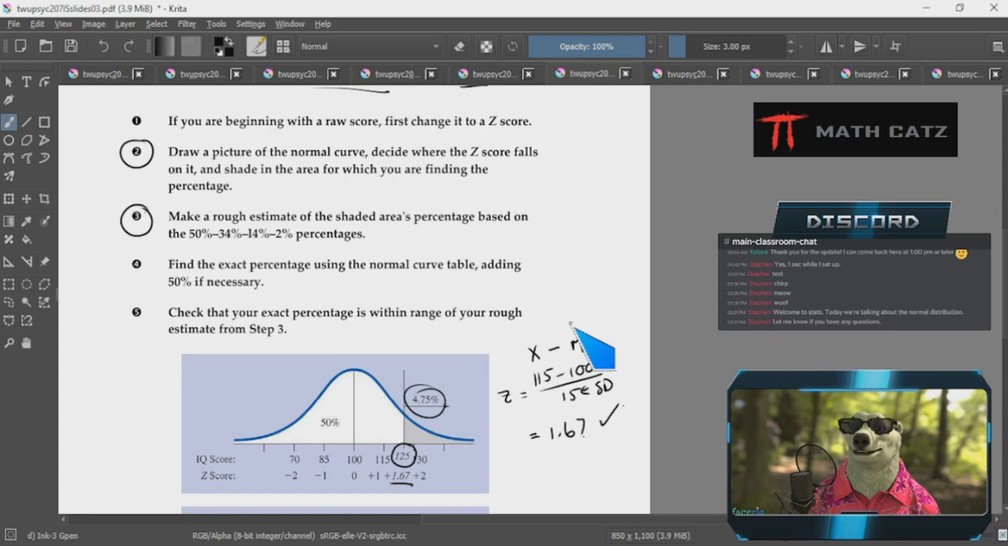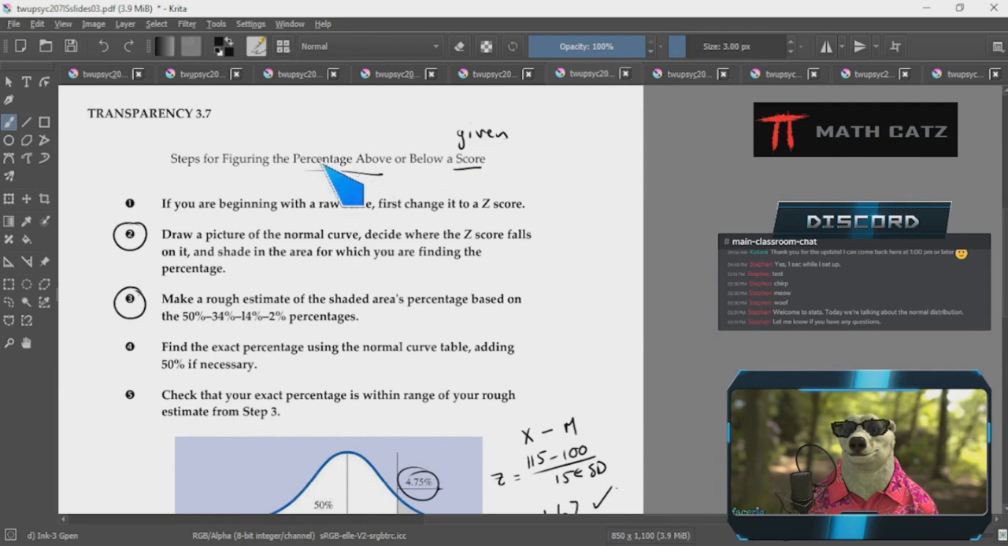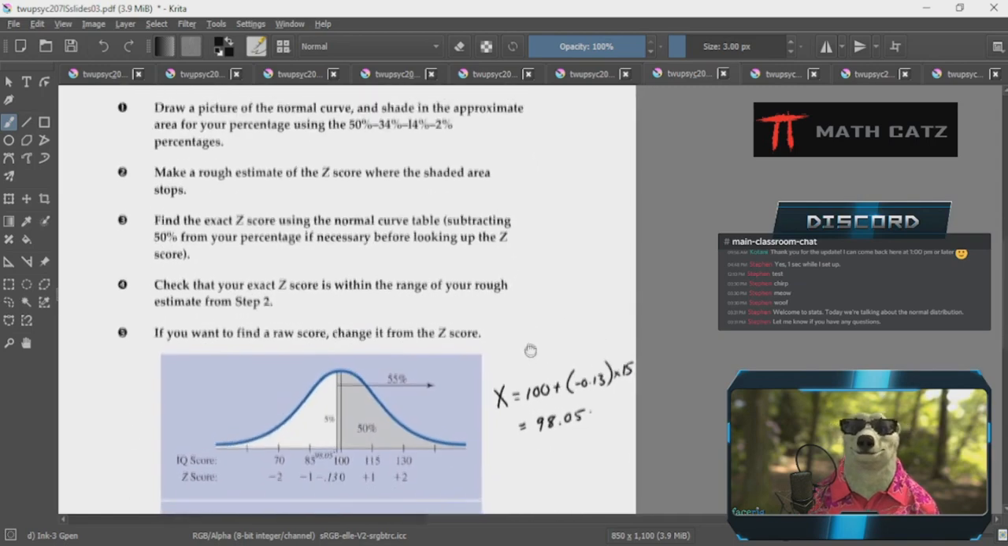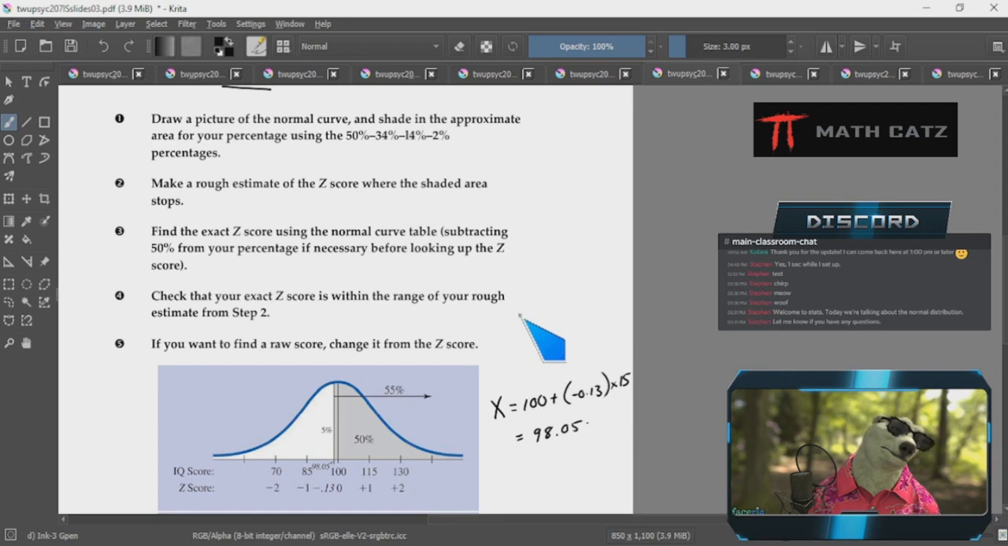So that's one direction. If I'm given a score, I want to find the percentage above or below, depending on what is needed. I could also be given a percentage, and I want to find the score. Okay, so let's look at a diagram here, and suppose I want to calculate the score that would have 55% to the right of that line.